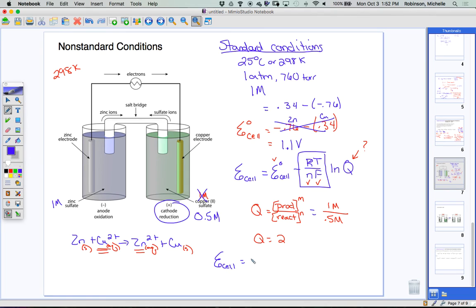So E of the cell equals 1.1 volts minus, and then it's going to be 8.314, 298. How many moles of electrons transferred? 2. And then 96,500, then natural log of 2. So punch all that in your calculator, and somebody tell me what my new cell voltage is.